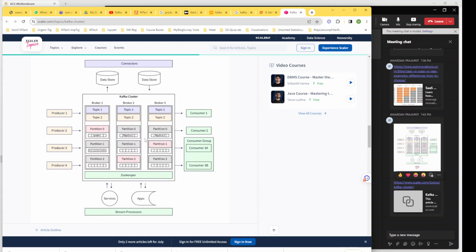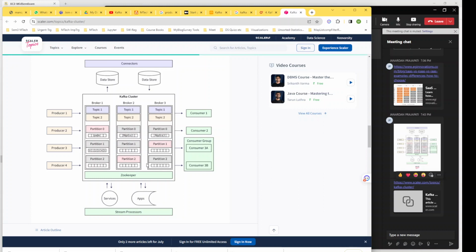That means here broker 1 is the node. Brokers 1, 2, 3 are nodes. So 3 nodes are there, and each node has partitions 0, 1 and 2, and topics 1, 2. The same topic is in different nodes, no? 3 nodes have the same topic. Yeah, then replication is 3 actually.